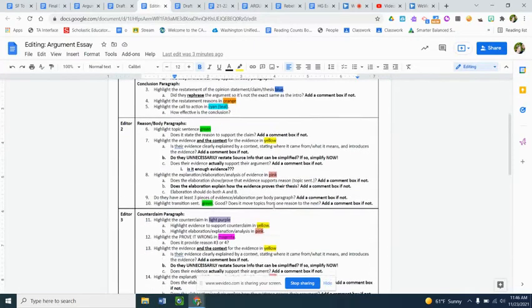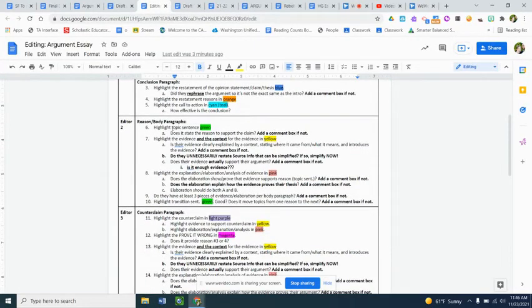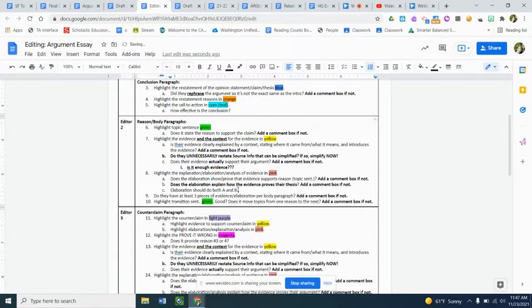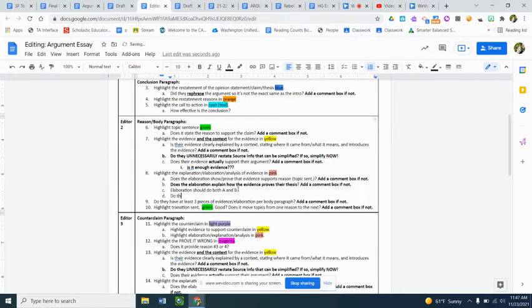All right. So editor 2, you are responsible for the body paragraphs. Make sure the evidence makes sense. Make sure the analysis is thorough. Do they clearly explain how it proves their thesis? Do they clearly explain what that evidence means? Do they have at least 2 sentences for analysis? And if not, tell them. Tell them they need another sentence.